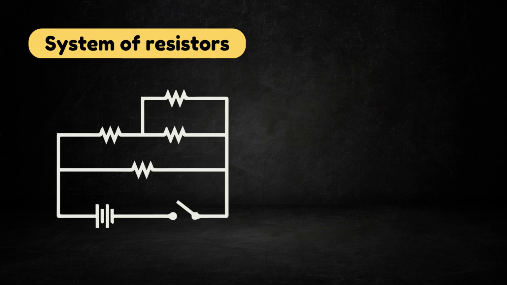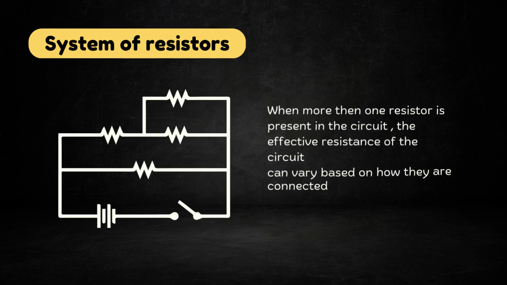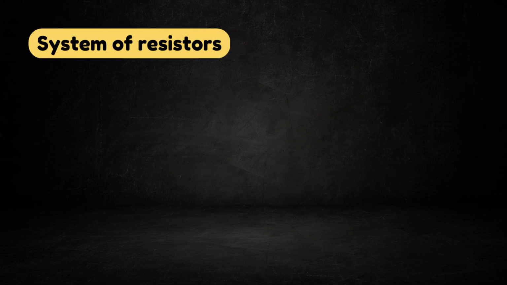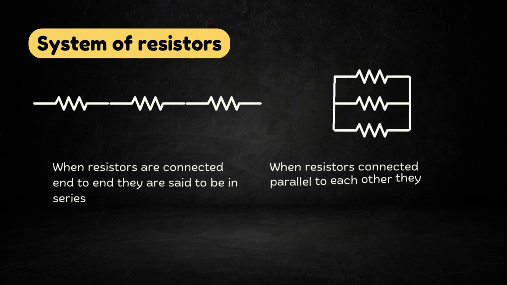System of resistors. When more than one resistor is present in a circuit, the effective resistance of the circuit can be varied based on how they are connected. So to calculate the effective resistance, let us see the two possible kinds of connecting more than two resistors. When the resistors are connected end to end, they are said to be in series. And if they are connected parallelly to each other, they are said to be in parallel.